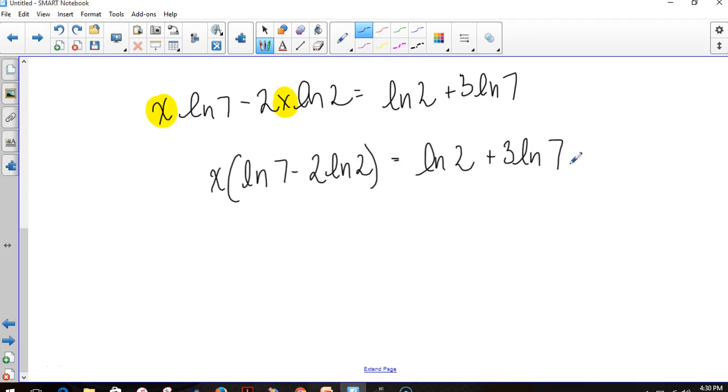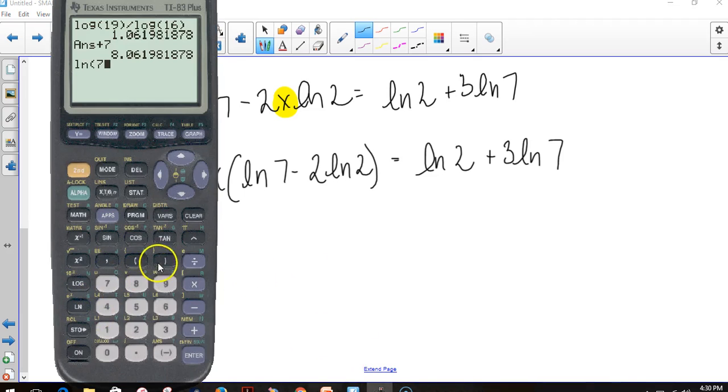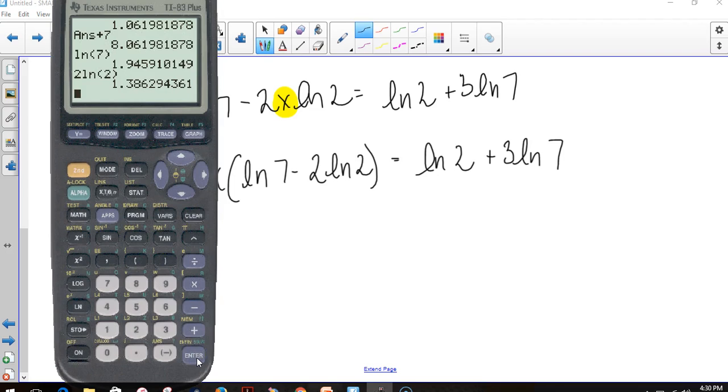Leave the right-hand side alone. Anything with a logarithm that doesn't have a variable is just an irrational number. So ln of 7 is just a regular number. It's not a very pretty number, but it's just a number. 2 ln of 2 is just a number. Anything without variables can be typed into the calculator as is and generate a value. That means it's just a number.